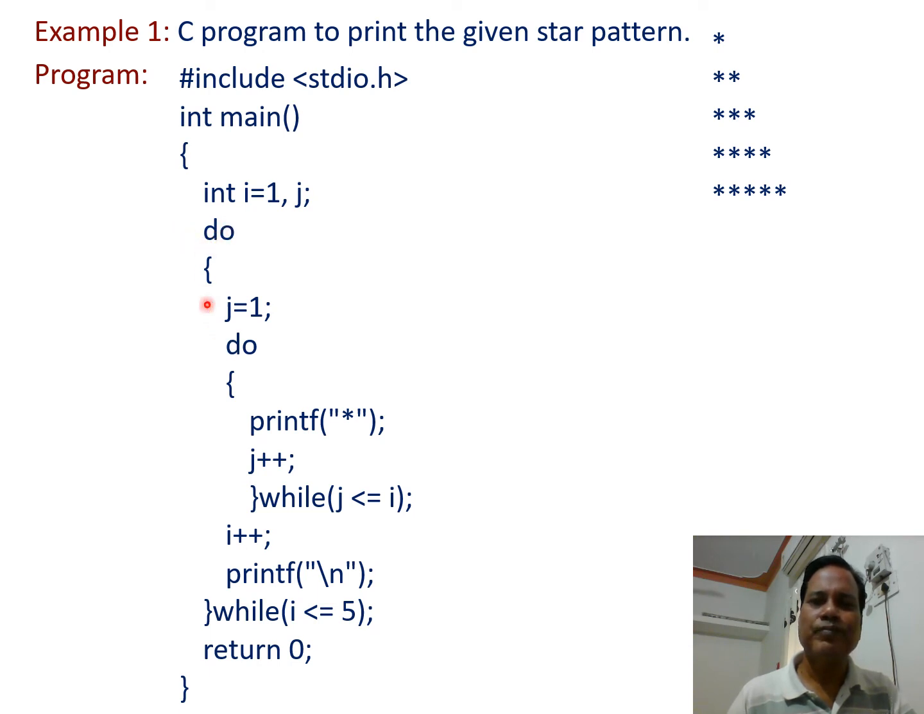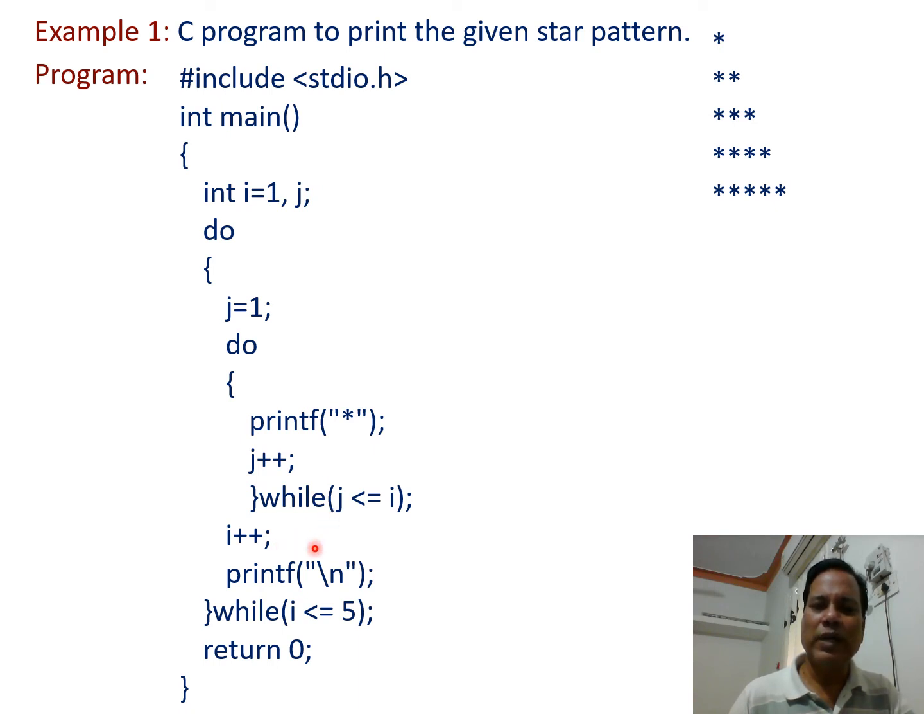So do, j equal to 1. Control variable for the inner do while loop is initialized. So do printf. So this print statement prints the star in the first row. Then value of j is incremented. Now when value of j is incremented in condition j is less than or equal to i, its value becomes 2. So 2 is less than or equal to i, that is false. So control comes out of the inner do while loop.